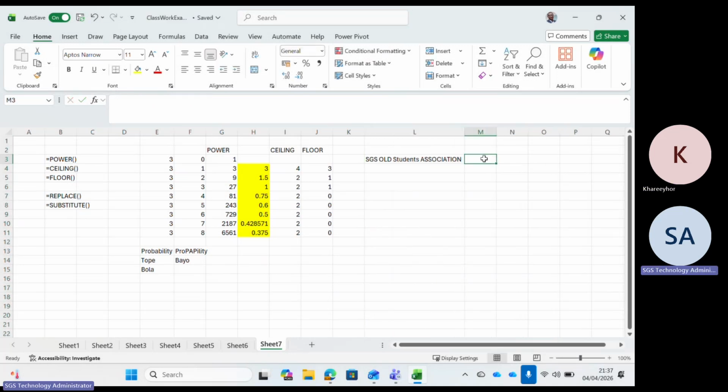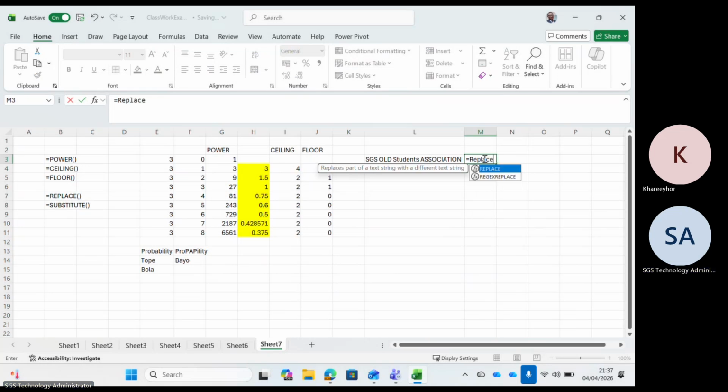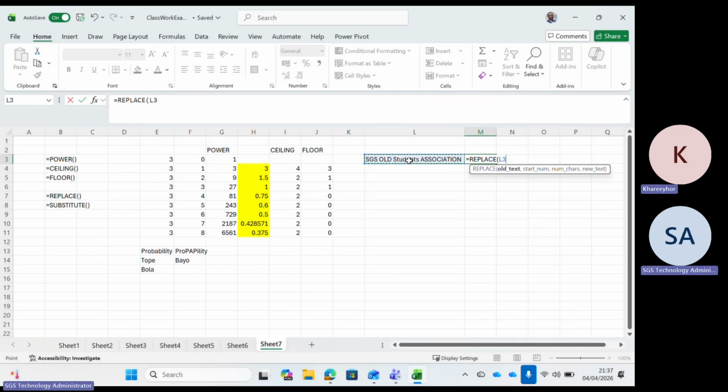We don't want to change our name. You say equals replace. What's our old text? Are we changing the whole of this? If we are changing everything, that means we are doing substitute, not replace. But if you want to replace some things, you have to use replace.